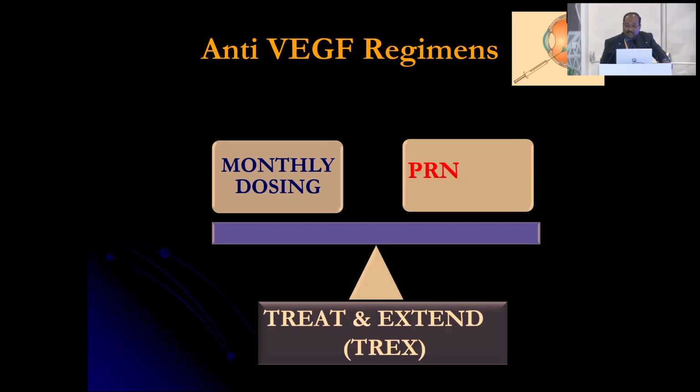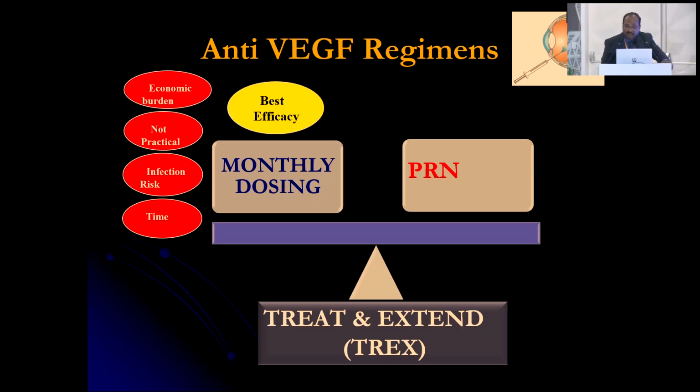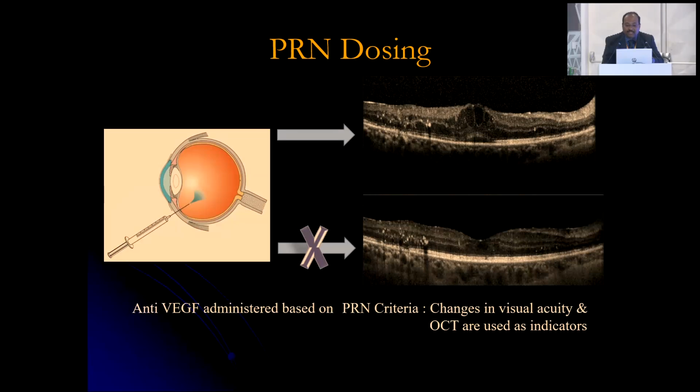Now, anti-VEGF regimens. The monthly dosing, we started off with that. Of course, we know it has the best efficacy, but there are issues of economic burden, it's not practical, infection risk, time, etc. Then we graduated to PRN, which was strict, with acuity and OCT-based criteria.